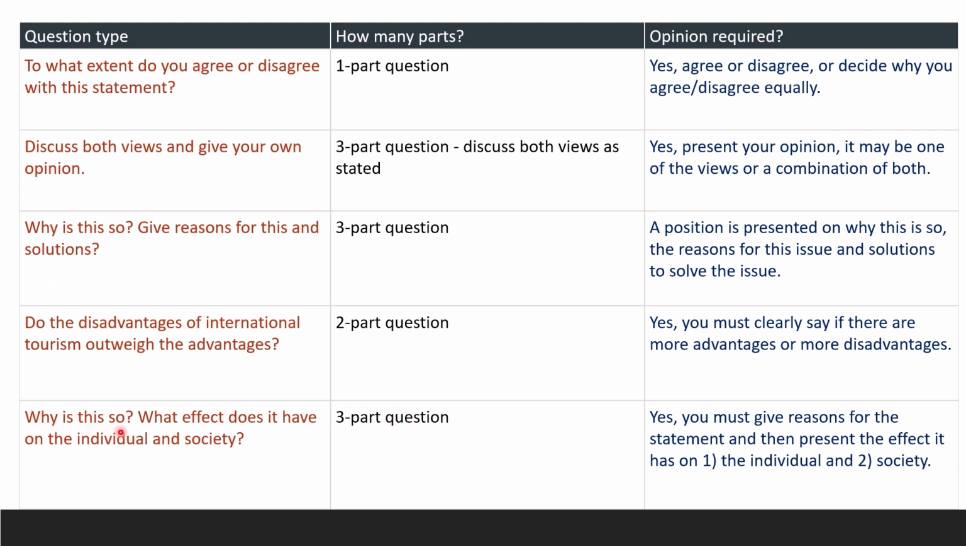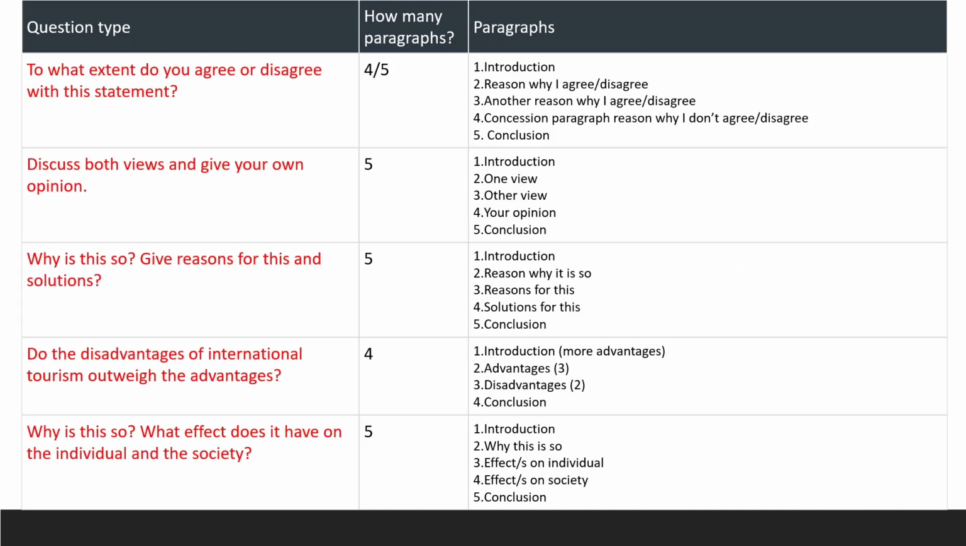Why is this so? What effect does it have on the individual and society? Three-part question. Yes, you must give reason for the statement. Why this is so? Then present the effect it has on one part, means on the individual and on the society. To understand this better, let's move to the next part.